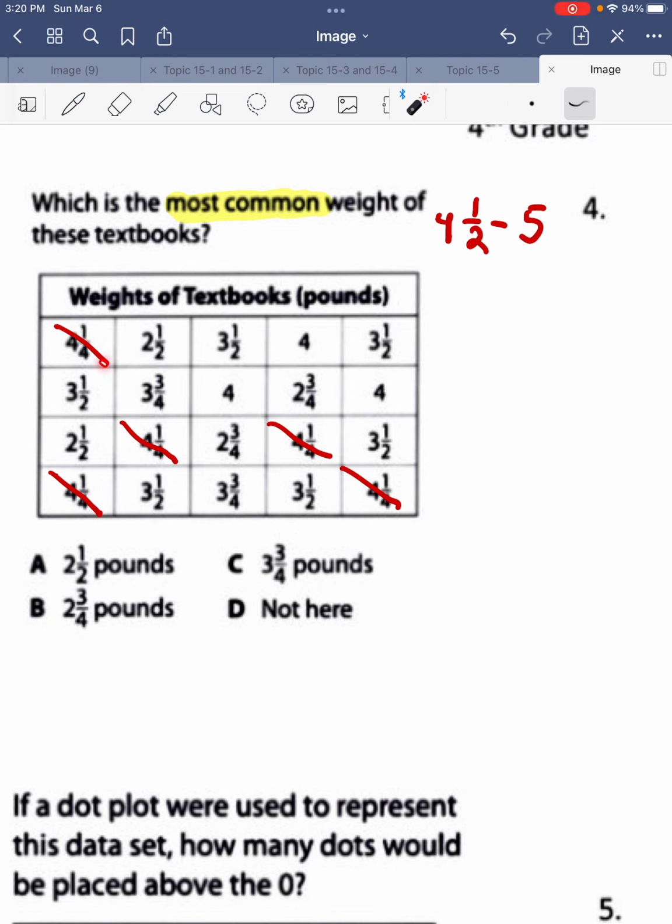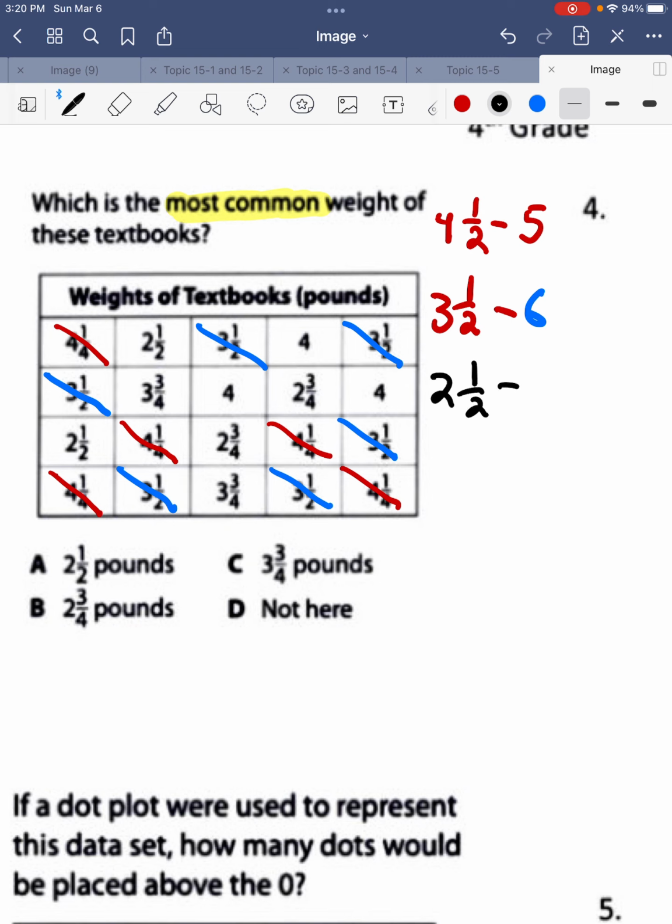Next one, I have 3 and 1/2, so I'm going to do the same thing. I'll do this one in blue. Looking for 3 and 1/2. 1, 2, 3, 4, 5, 6. Okay, next one I have is 2 and 1/2. 1, 2. Just 2 times.